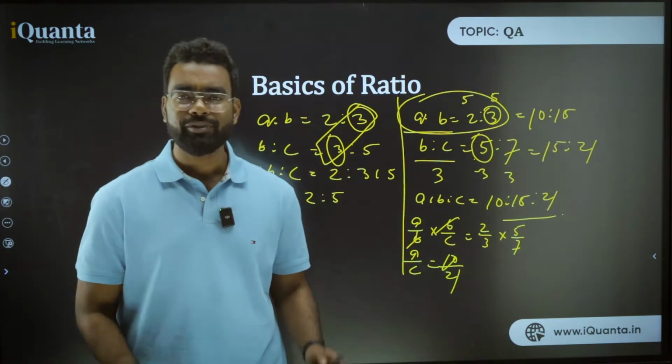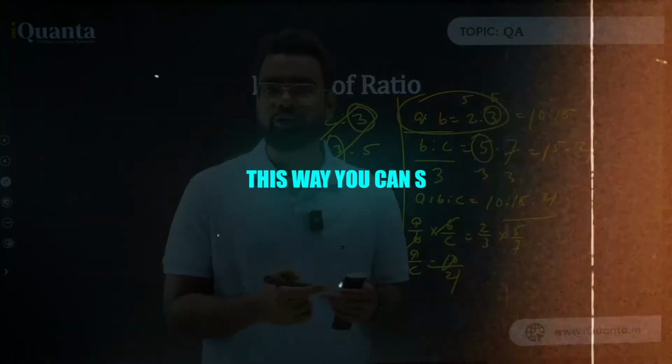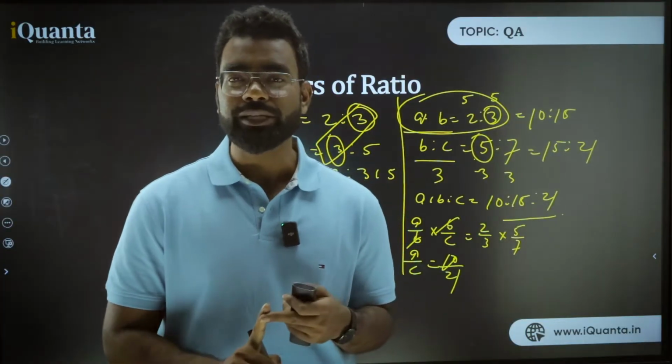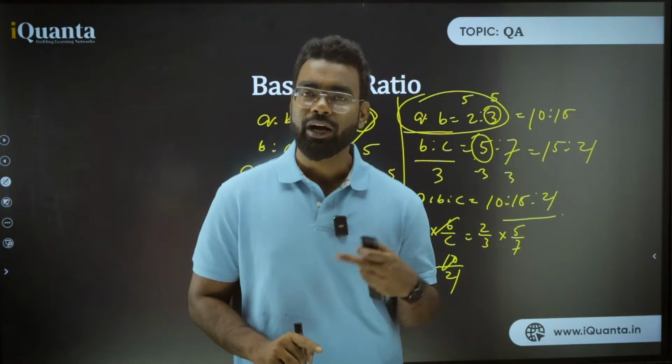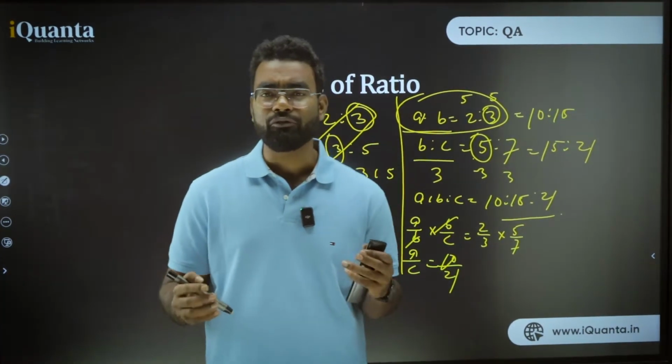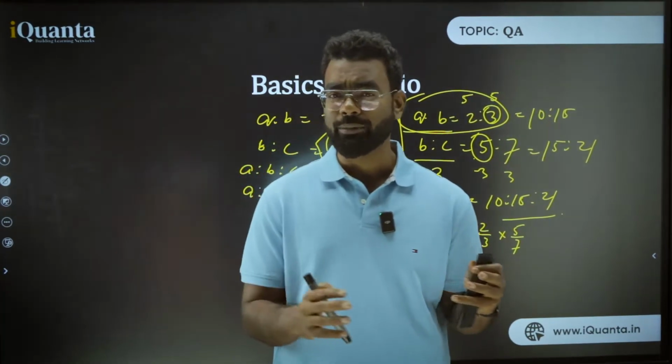And remember, this is very important because in this way you can do it for multiple cases also. Let's say A is to B is given, B is to C is given, C is to D is given. Now how can you find A is to B is to C is to D? This kind of thing is very, very crucial while solving this type of question.